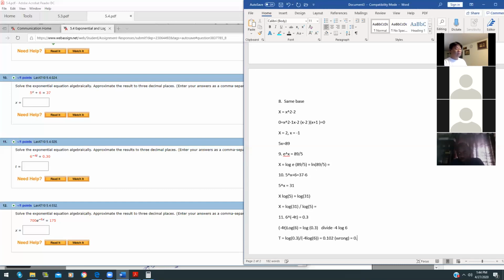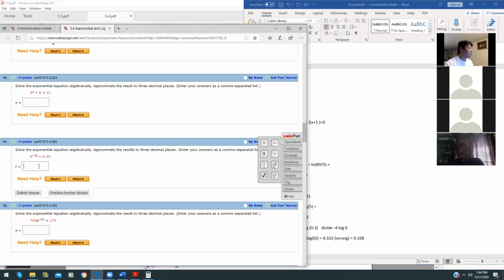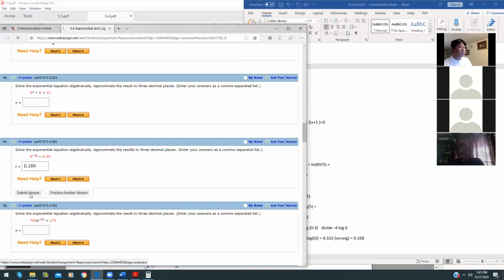Anyone? 0.1 what? 168. Yes. This is the correct answer you need to get. That's the reason a lot of students make mistakes on the test and your online homework. It's not because you don't understand it, it's because you didn't use your calculator correctly. So your answer in this case should be 0.168. Questions so far with this?